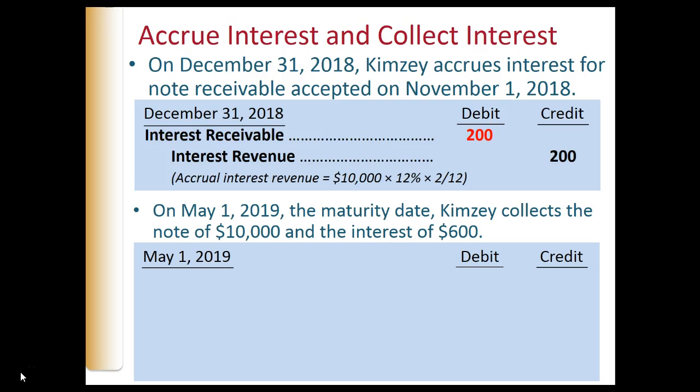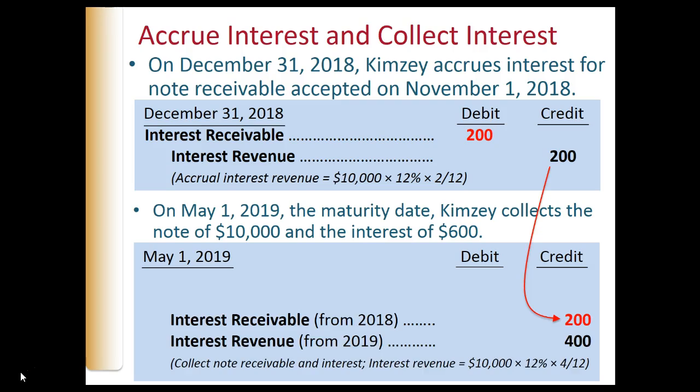Because Kimzey earns 2 months of interest in 2018, it must accrue that interest as revenue on December 31st, 2018, even though no cash has been collected. The first entry shown in this slide is to record the adjustment to accrue interest revenue. And then on May 1st, 2019, the maturity date, Kimzey records the collection of the note receivable of $10,000 and interest of $600.